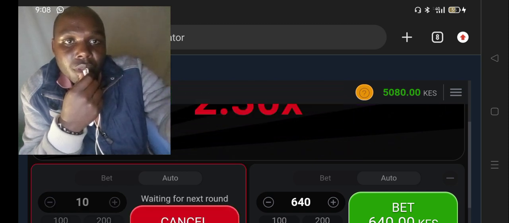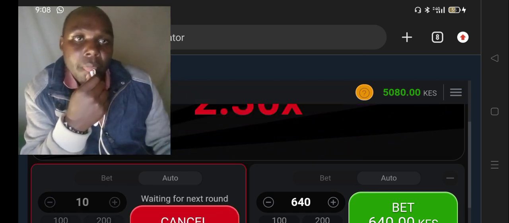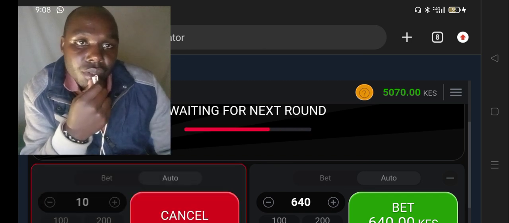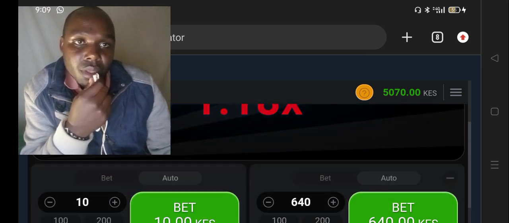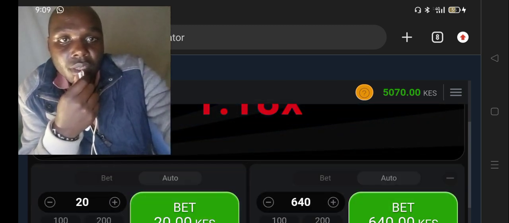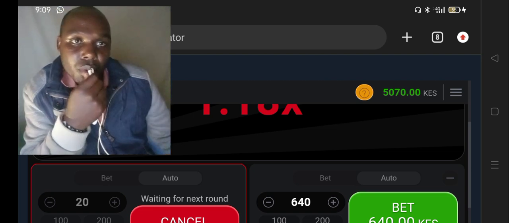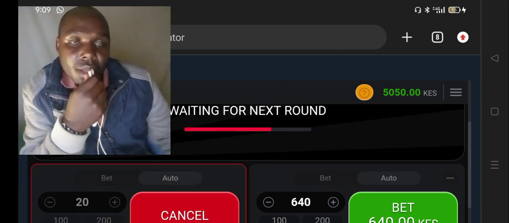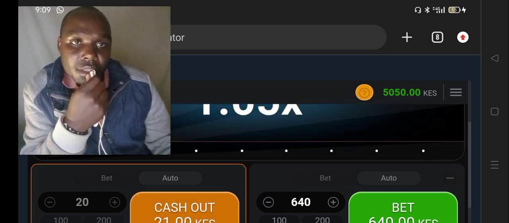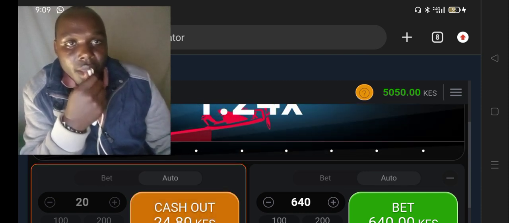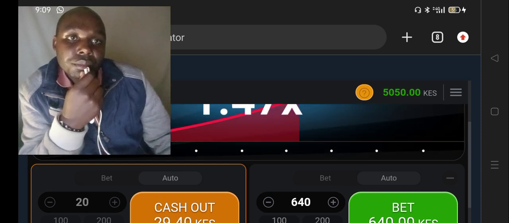We have won, so we now bet again with 10 bob. Remember guys, 2.00 is a loss to us. Maybe somebody is asking, what if it flew at 2.00? We will lose our money. So we regard 2.00 as just the same as how we treat under 2.00.